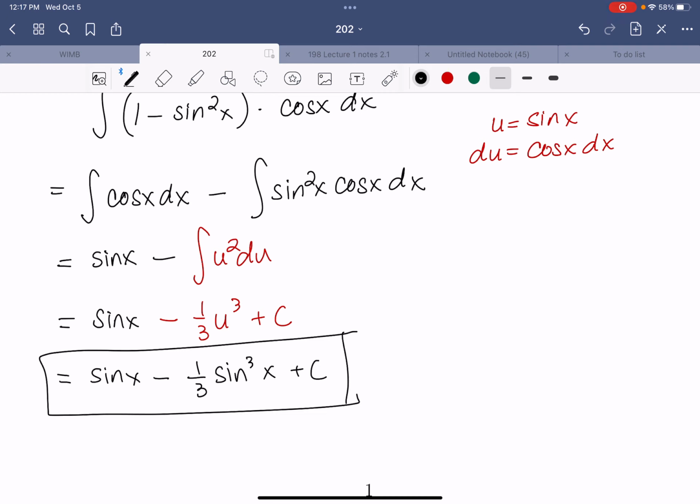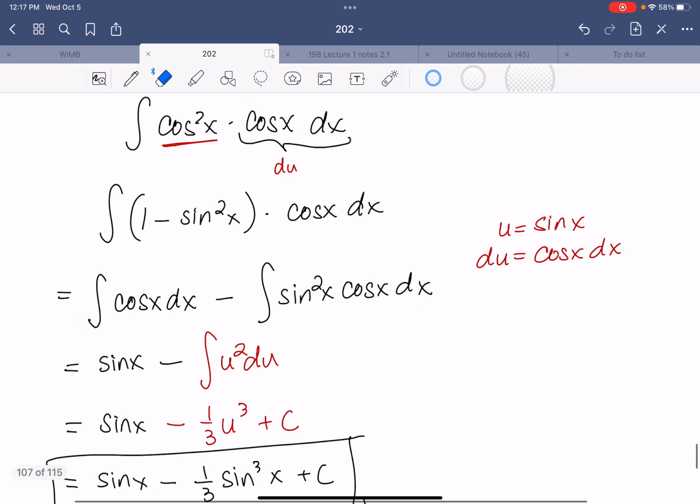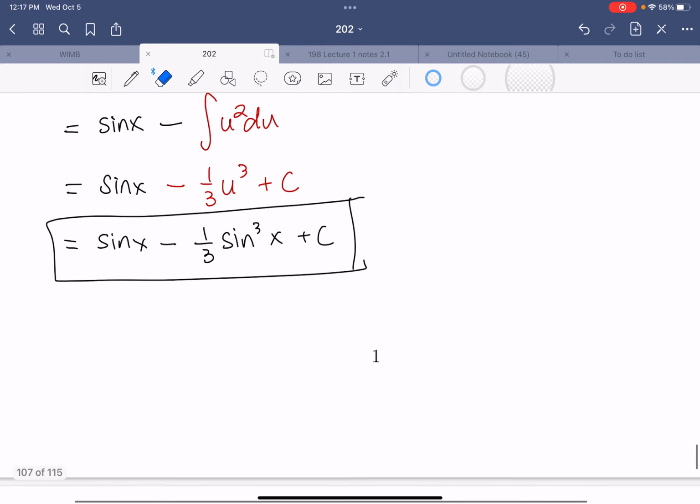Okay, so notice how that works. When it's odd, I pull 1 away from the rest. That's going to be my du. And I convert the others to the opposite trig function. So in this case, I converted my cosine squared to a sine squared. Depending on what power it is determines what identity we're going to use there. Okay, let's see what else we can do.